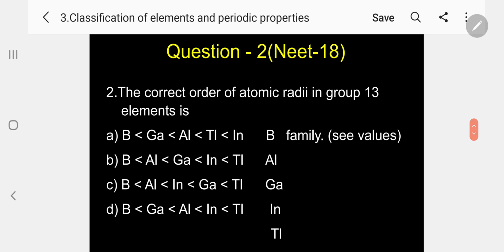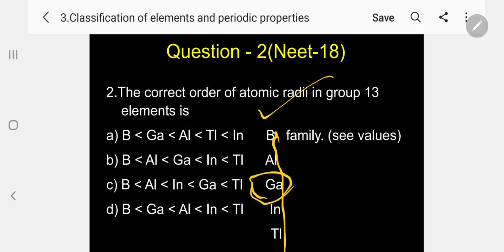Please follow the correct order of atomic radii in group 13 elements, that is the boron family. So I have written the values. Kindly follow, this is the order. So the one exception is there, that is gallium is not obeying the order. That's why this question is asked. So I am giving the values.